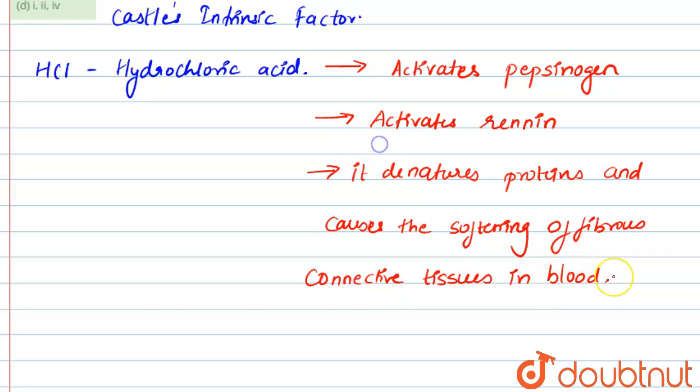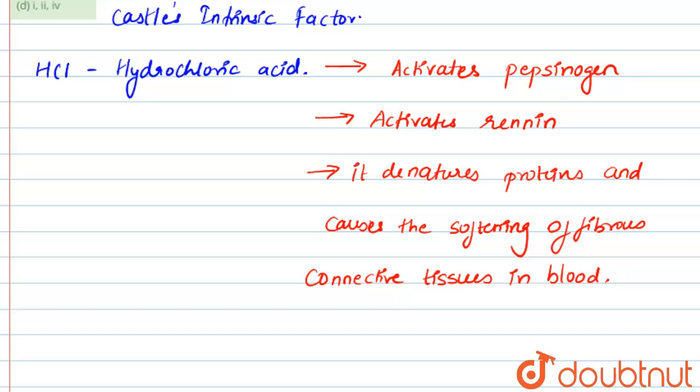Alright, so HCl is a very strong acid, and it denatures protein. When proteins come in contact with the HCl, they get denatured. This acidic nature of HCl denatures the proteins, and the proteins form the long fibers which are present in the connective tissues. Once these proteins get denatured, the fibers start denaturing, and that leads to the softening of the connective tissues in the blood. So the HCl also denatures the protein and causes the gradual softening of the fibrous connective tissues present in the blood.